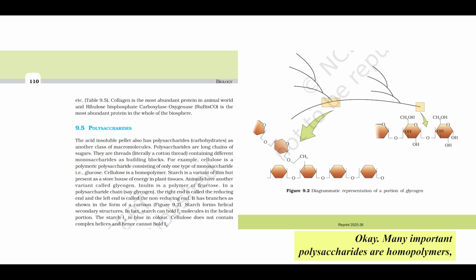Many important polysaccharides are homopolymers, meaning made of only one type of repeating unit. Perfect, made of just one type of monosaccharide. Cellulose is a prime example. It's a polymer consisting only of glucose units linked together in a specific way. It's a homopolymer. Where do we find cellulose? Plant cell walls, paper, cotton. Exactly.